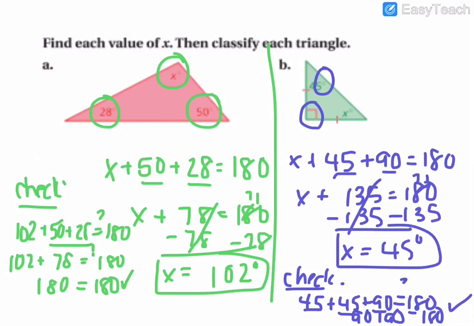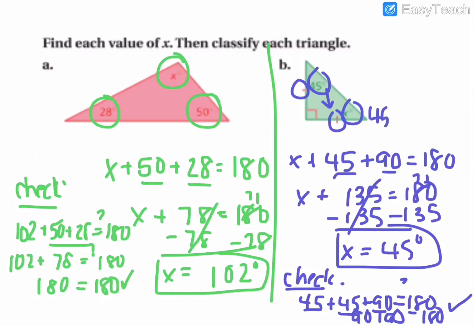Check. That works. Now, another thing I want to mention about this one, because you may have noticed the markings on there, and we talked about this in the last video when we were talking about triangle classifications. This is an isosceles triangle. And in an isosceles triangle, the sides that are across from the angle measures that are equal, so this being 45, are also equal.